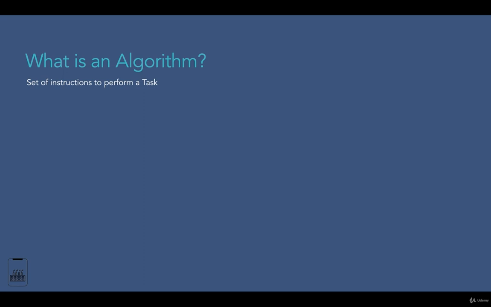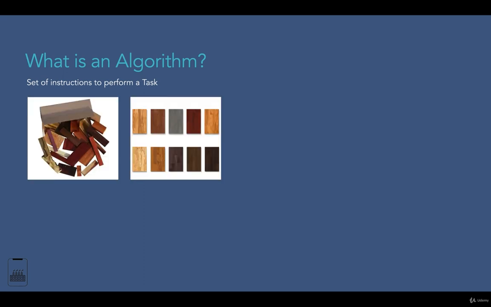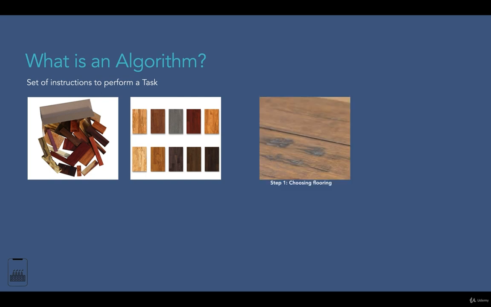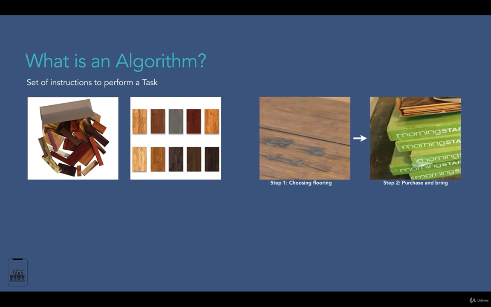So let's look at the previous example that we gave for the data structure, in which we organized wooden items. If we want to use these wooden items for flooring, we need to accomplish several tasks. The first step is we have to choose flooring, so which color we are going to use. Then we need to purchase it and bring it home.